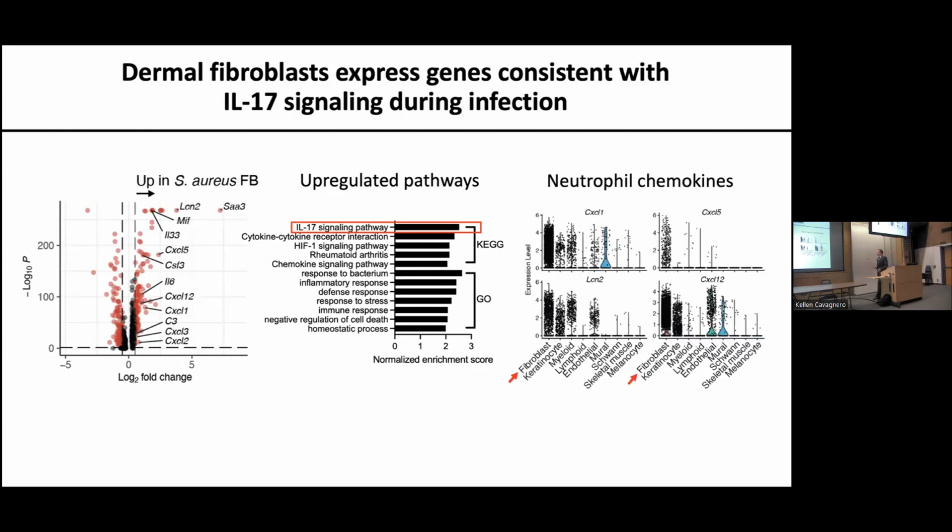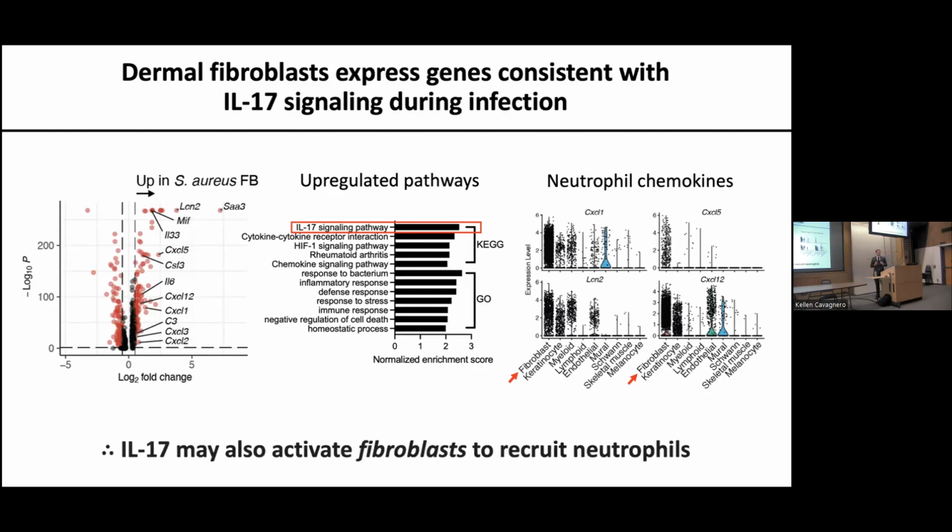Additionally, relative to other cell types, fibroblasts highly express these neutrophil chemokines. They also just outnumber the other cell types. So these cells are a major source of molecules that attract neutrophils. So we hypothesized based on these data that IL-17 may also activate fibroblasts, not just keratinocytes, to recruit neutrophils for host defense against Staph.